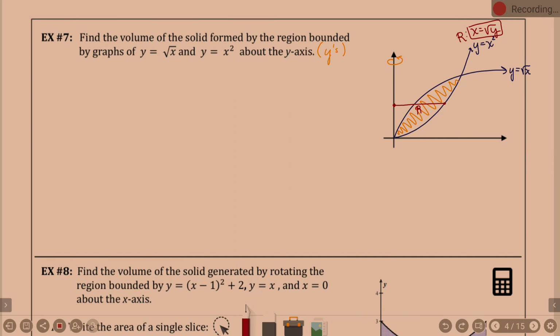Little r is going to be the one closer to the axis of rotation. So little r, it's currently y equals square root of x, but knowing we're going to have to be working in y's, x equals y squared. That's what my brain's going to think for little r.